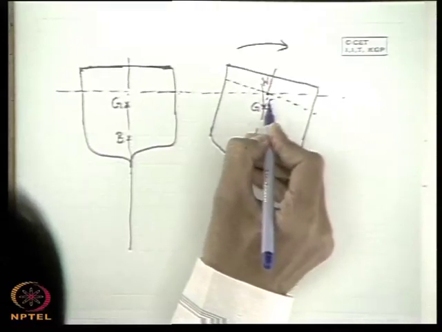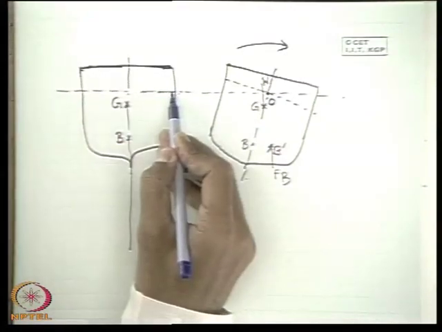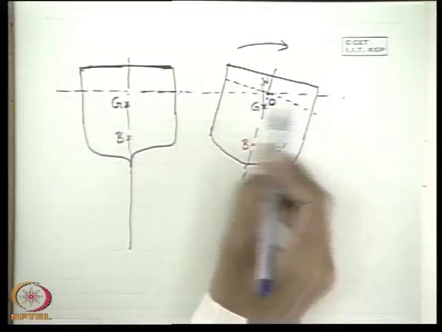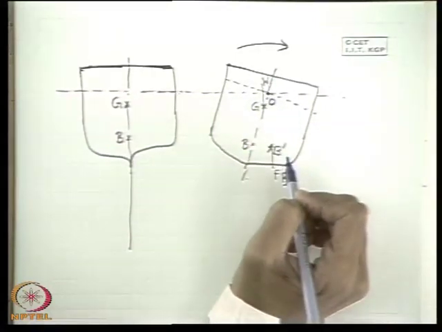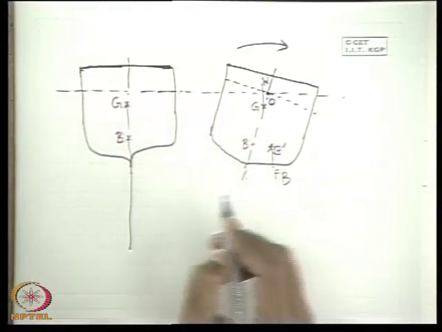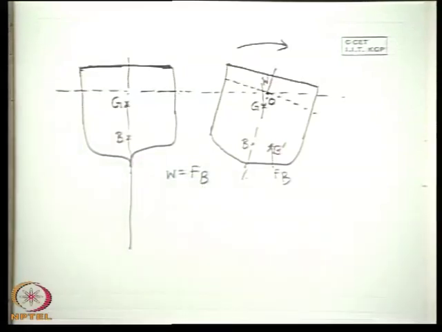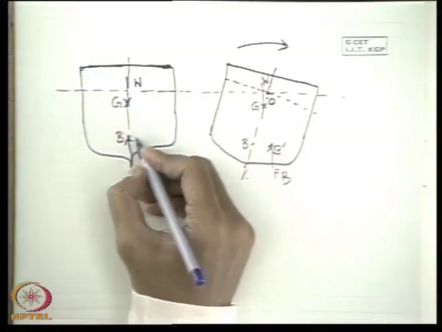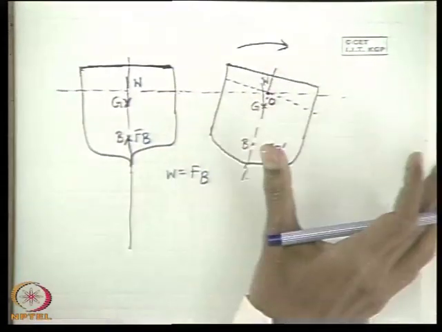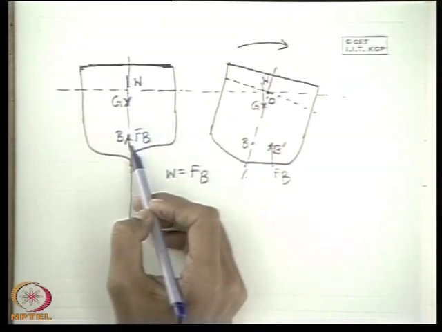Let this be the point O, the point of intersection of the original plane of flotation and the new plane of flotation, and let them intersect along their centroidal axis, we assume that. Now, one thing is true: so long as W is equal to FB, we always consider equilibrium. We are only considering the stability, that is angular stability. Then the buoyancy force W is unique.